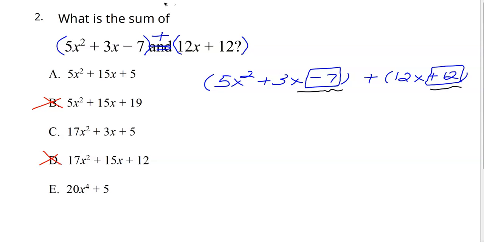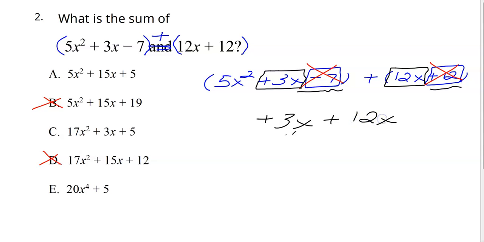This is gone. This is gone, and this is gone. Let's look at the 3x and the 12x right here. These are like terms. You've got 3x and you've got 12x, and we're adding them, right? So it's plus 3x. You don't need to show this plus sign. Plus 12x. They both have an x next to them, so you can combine them. What's 3x plus 12x? Well, that's 15x. So my answer choice has to contain a 15x.